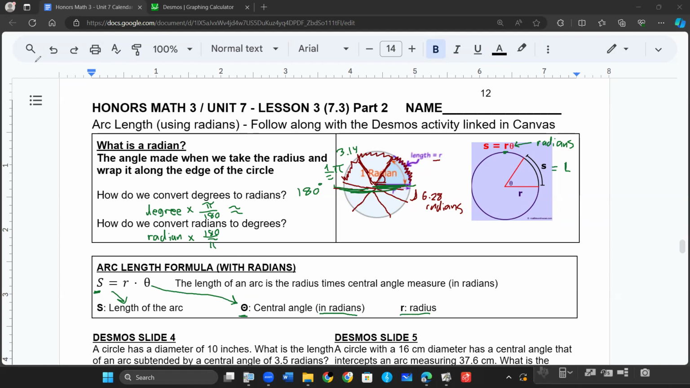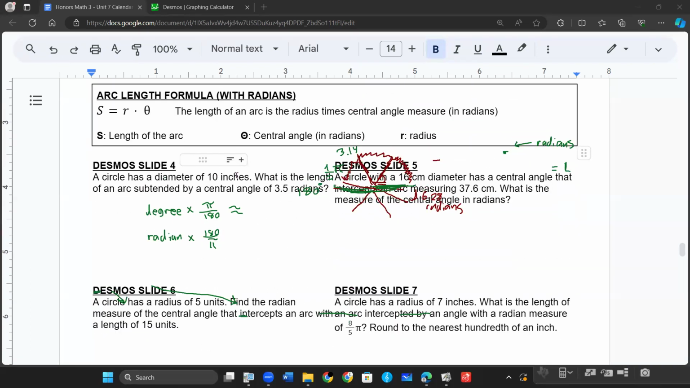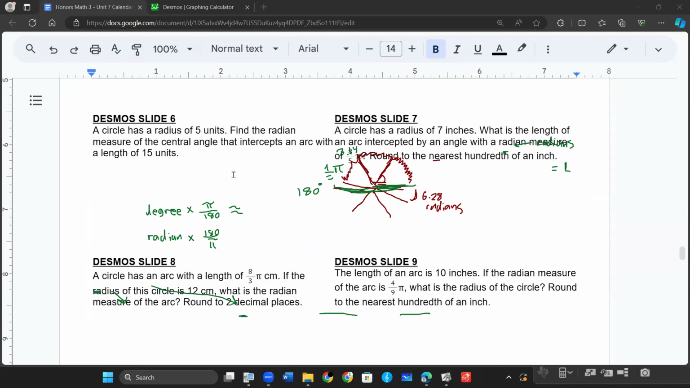In this handout, I've already provided videos going over the first 2 problems here. So I'm going to focus on slides 6, 7, 8, and 9 on this Desmos activity. You also have this on this handout. And we're going to go over these 4 examples, and I'll show you how to use the formula. So let me clear this off.